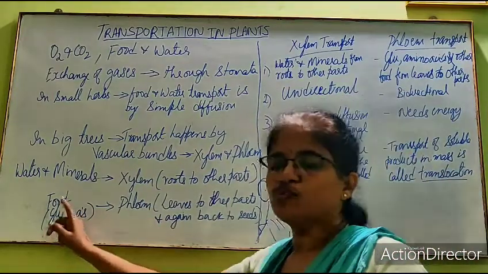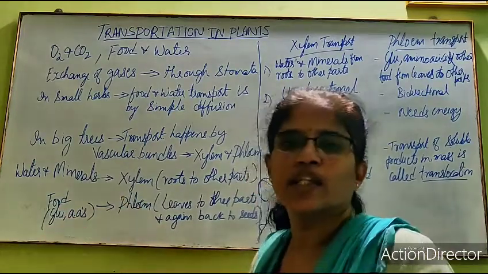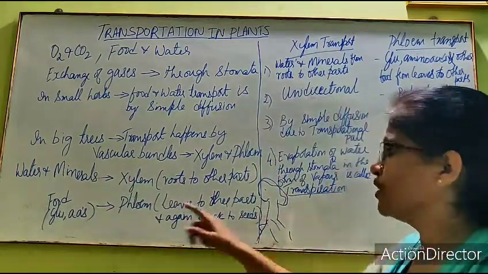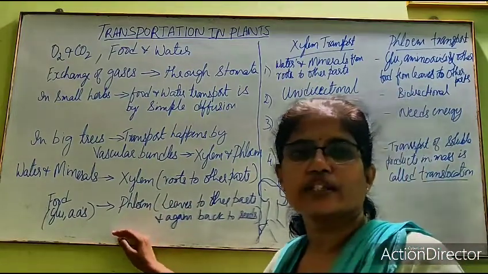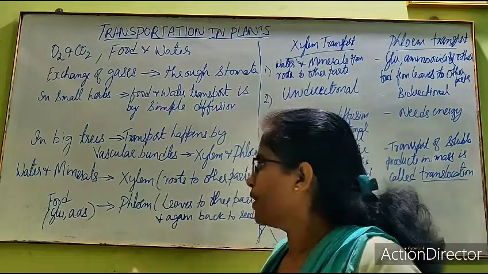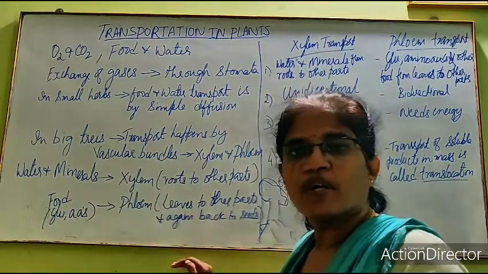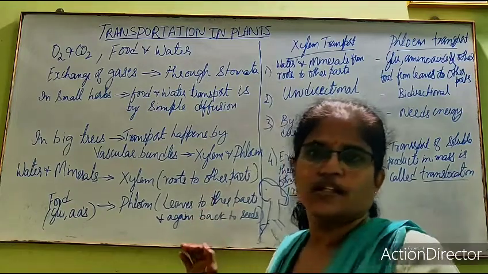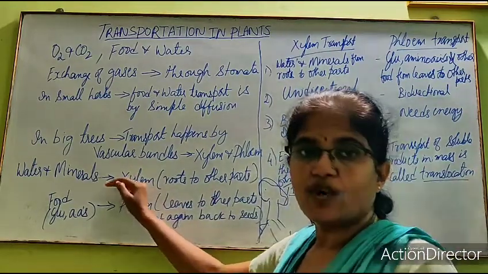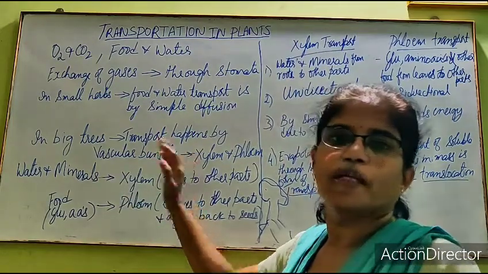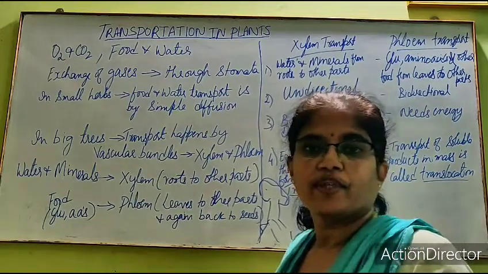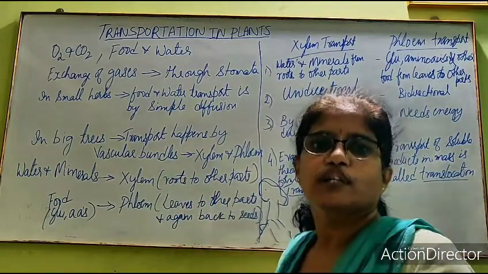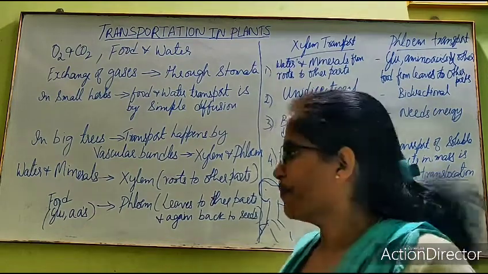Similarly, foods such as glucose, amino acids and other salts move from leaves to other parts of the plant through phloem. Phloem is a food conducting tissue, whereas xylem is a water conducting tissue. Food moves from leaves to other parts of the plant, and at a later stage of the plant, it also moves from other parts to seeds. Whereas in xylem, water conduction is only from roots to leaves. It's not the reverse. Whereas food moves in both ways, from leaves to other parts and sometimes from other parts to leaves or seeds.